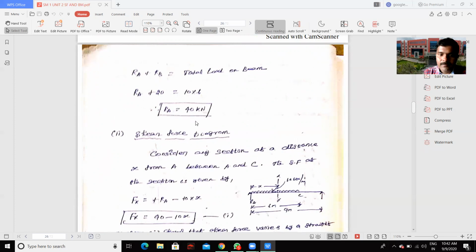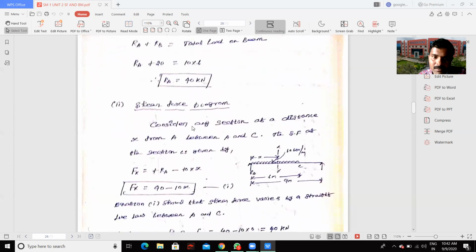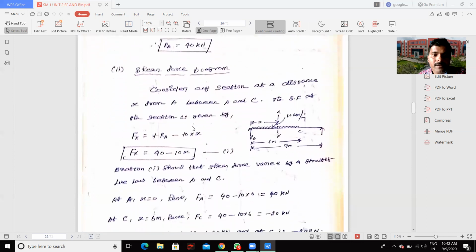Now you need to calculate the shear force and bending moment values, and then you can draw the shear force and bending moment diagram. So first of all, for the shear force diagram, consider any section at a distance of x from A between A and C. Between A and C, you have to take the section and find the shear force equation and substitute the values at each end, and you will get the shear force diagram. Similarly, between C and point B, there is no load, therefore the value is constant. Whatever value you get at point C, that value is constant up to this point.